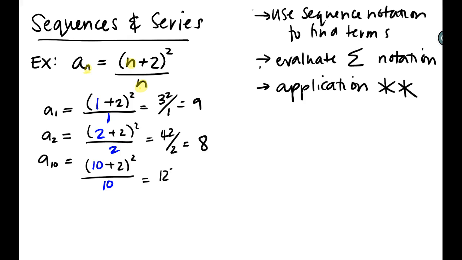And here we have 12 squared over 10, which is 144 divided by 10, which if we want to, we can go ahead and simplify it down to, what is that, 72 over 5? So, or 14.4, whichever we want. So those are our different ways to evaluate the terms using the notation or the nth term from a sequence.